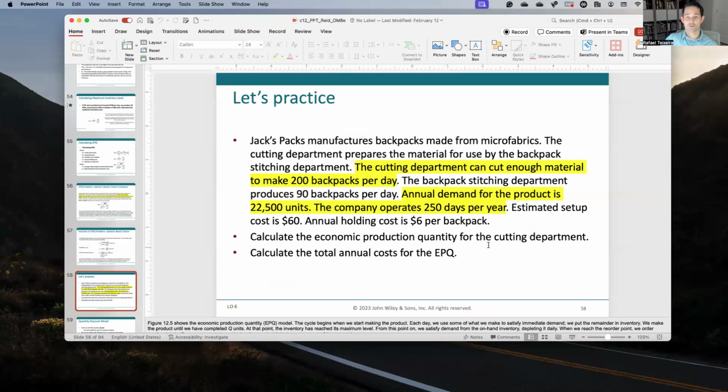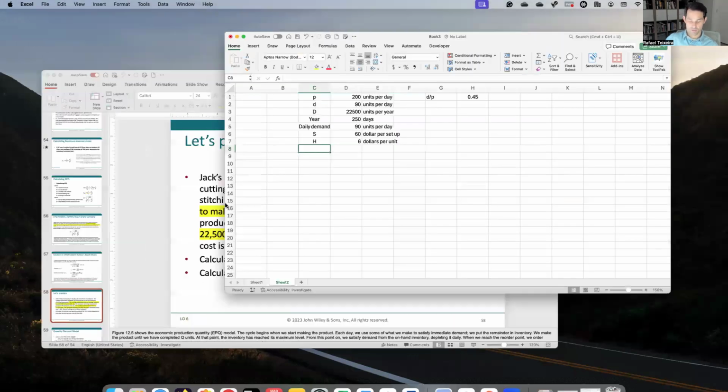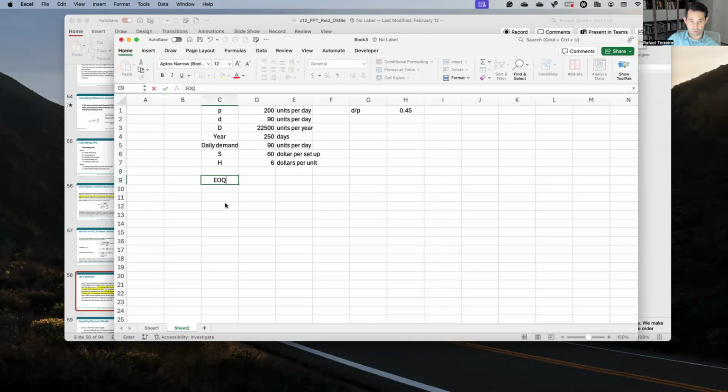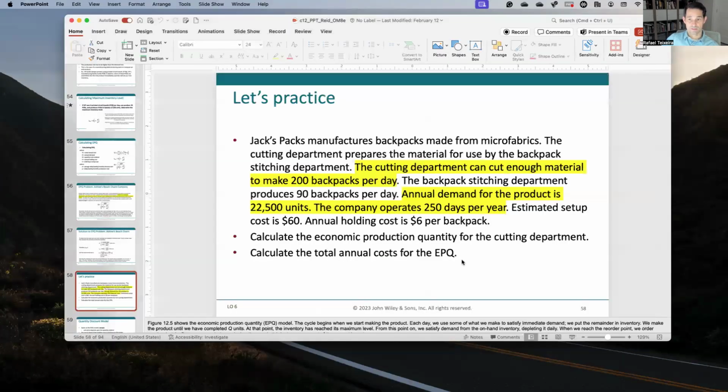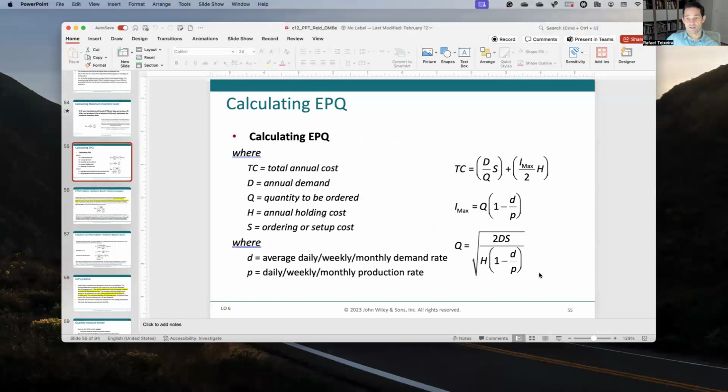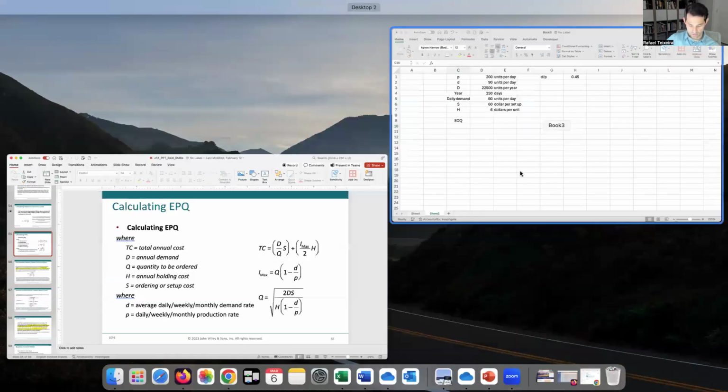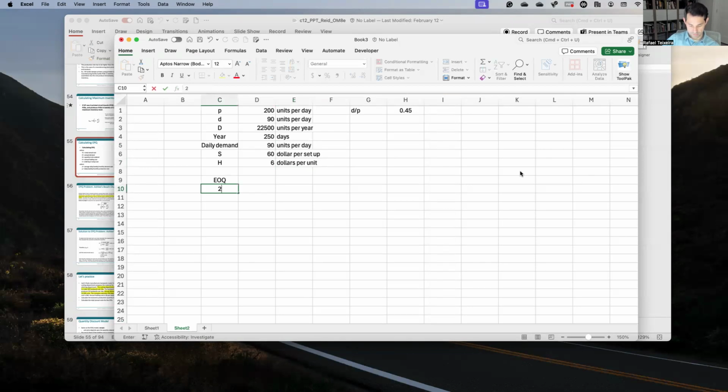Calculate the economic production quantity for the cutting department. So we have to compute the economic quantity for the cutting department, how many they have to produce every time they produce. This is the square root of 2DS divided by H times (1 minus D over P).